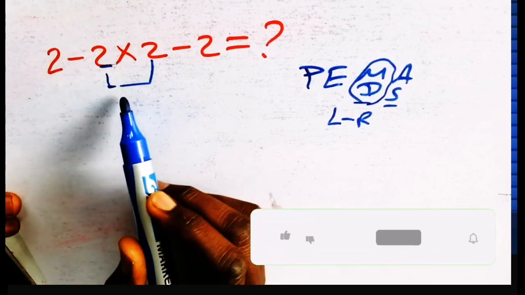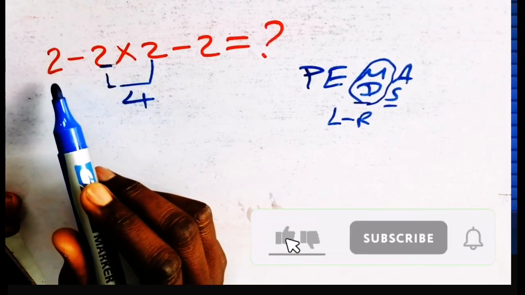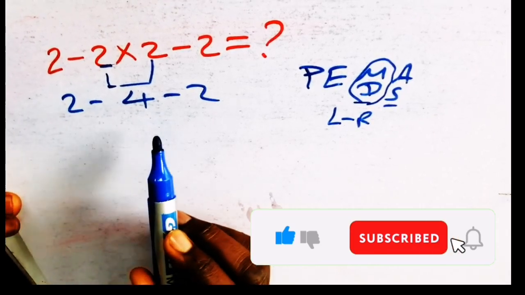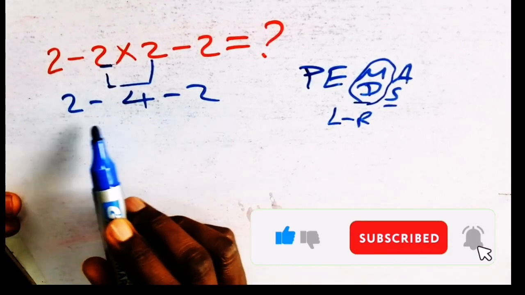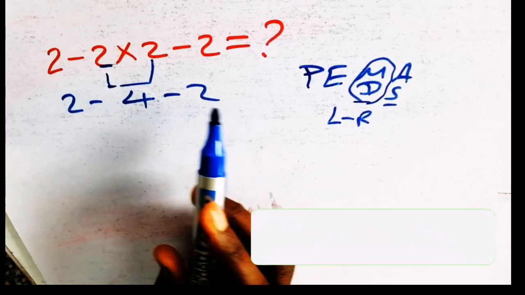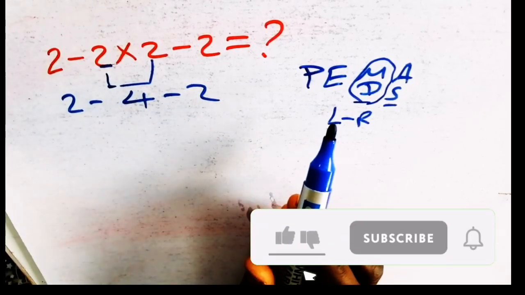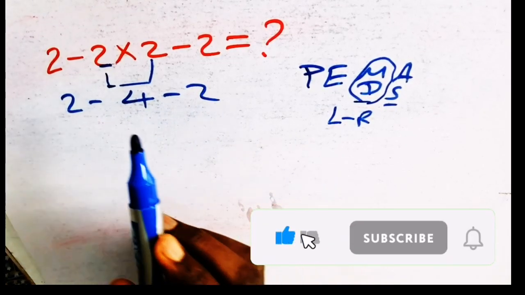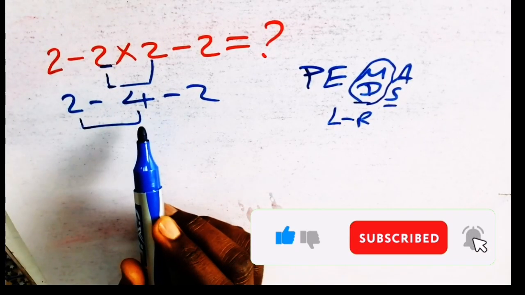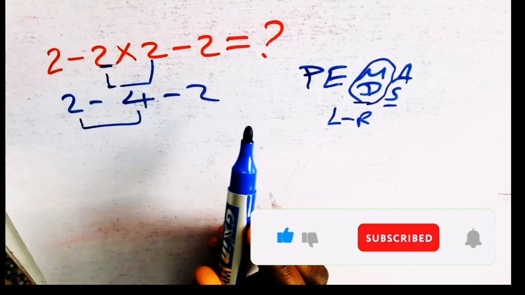2 times 2, which equals 4. Then here, 2 minus 4 minus 2. So in this expression there are 2 subtractions. According to the order of operation, if there is only subtraction in an expression, we have to work from left to right. Therefore this subtraction has higher priority than this subtraction.